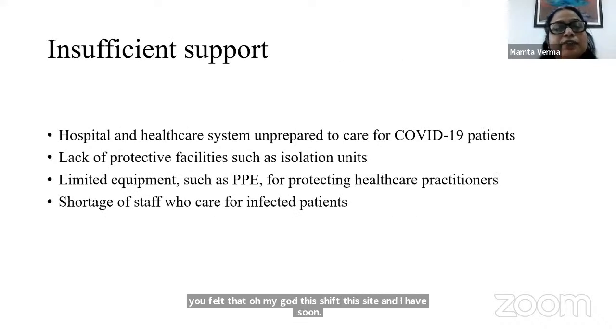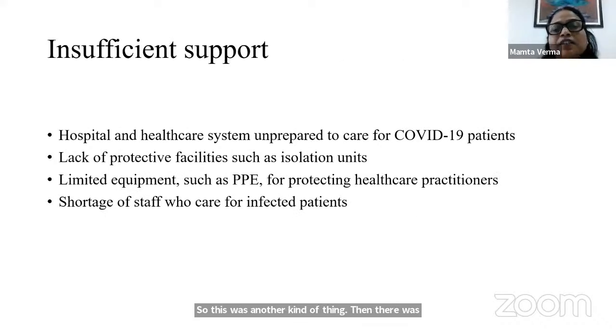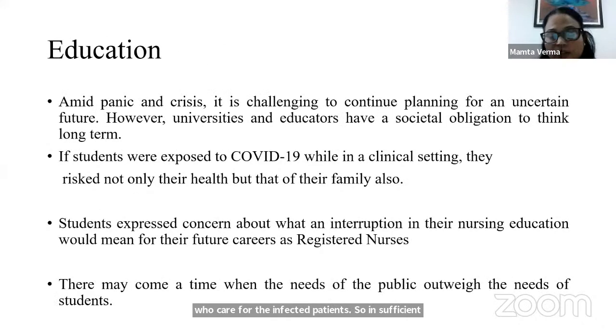Then there was an insufficient supply. The hospital healthcare system was unprepared for COVID-19 patients, with a lack of protective facilities such as isolation units. As I have stressed earlier, the PPE issues were there, and there was a shortage of staff to care for the infected patients. So insufficient support was also there. So this was all about direct patient care, and I have deliberately discussed my experiences and touched only the core concepts related to patient care.